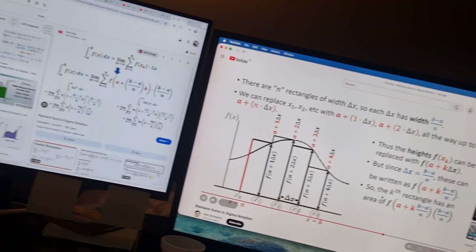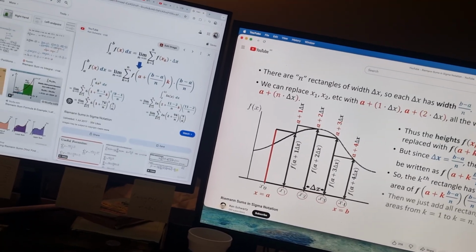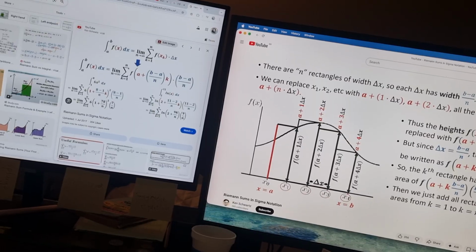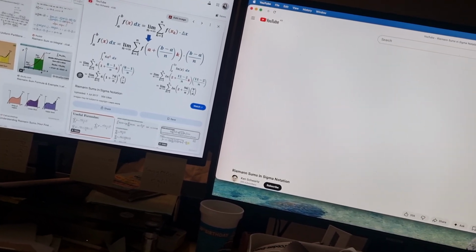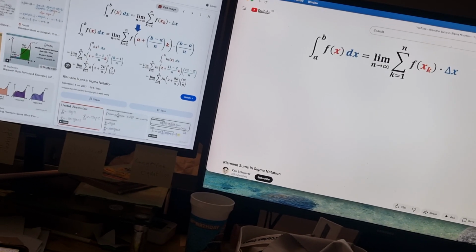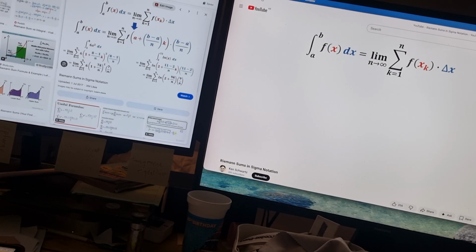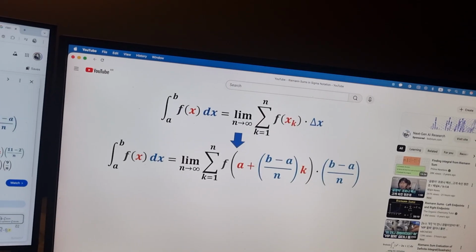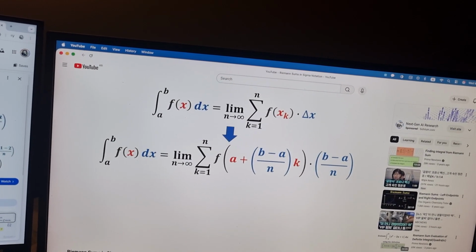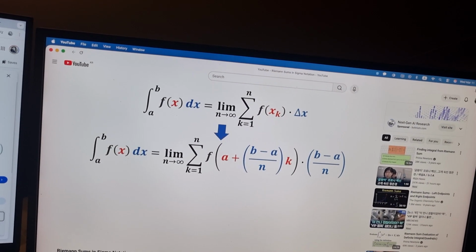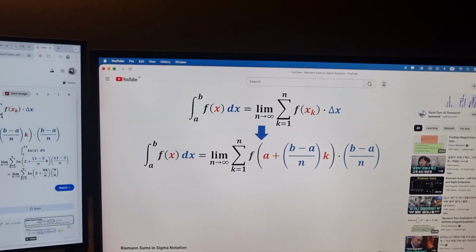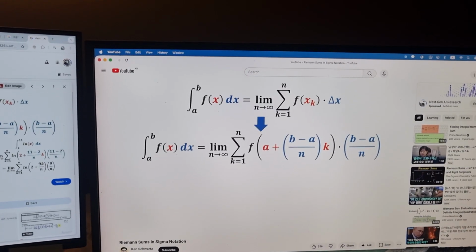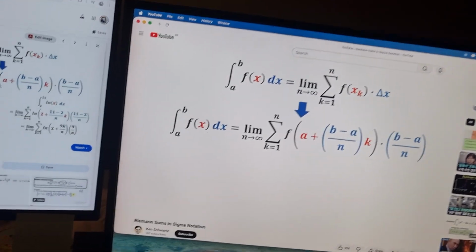To get the total area, we will just add all of the rectangles' areas from rectangle number 1 to rectangle n. Here's the original limit of the Riemann sum, and here's its equivalent in a more computation-friendly form. We simply replace x sub k with a plus k times delta x, and we replace delta x with b minus a over n.